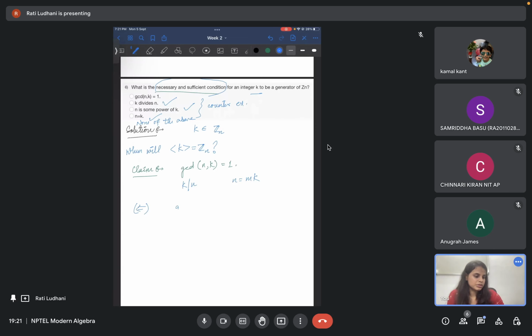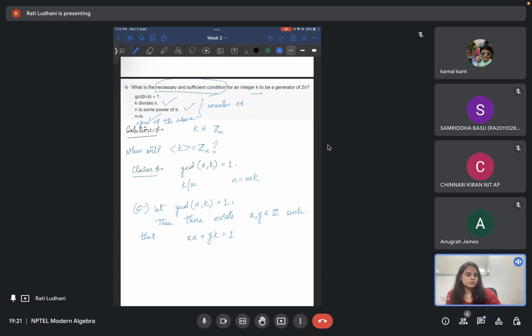I don't know which side I should write, but whatever it is, let's say one direction. Let GCD of n, k be equal to 1. Then you know that you can find some linear combination. We can find some x, y such that nx plus ky is equal to 1. Exactly, very good. So you have some x, y in integers such that xn plus yk is equal to 1.